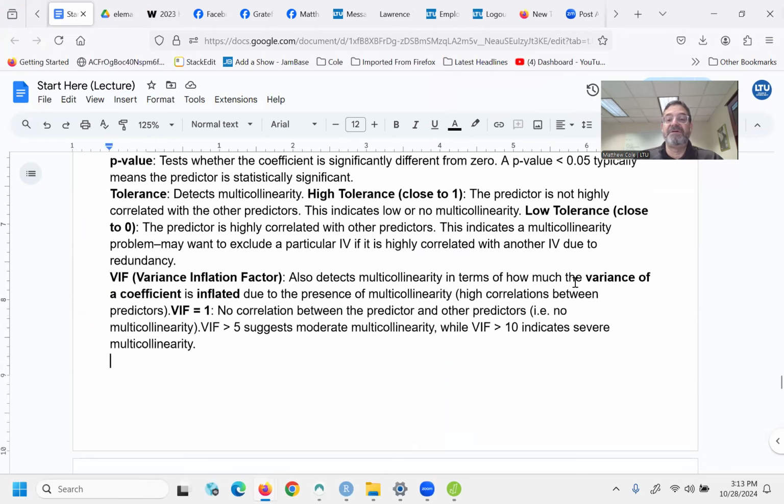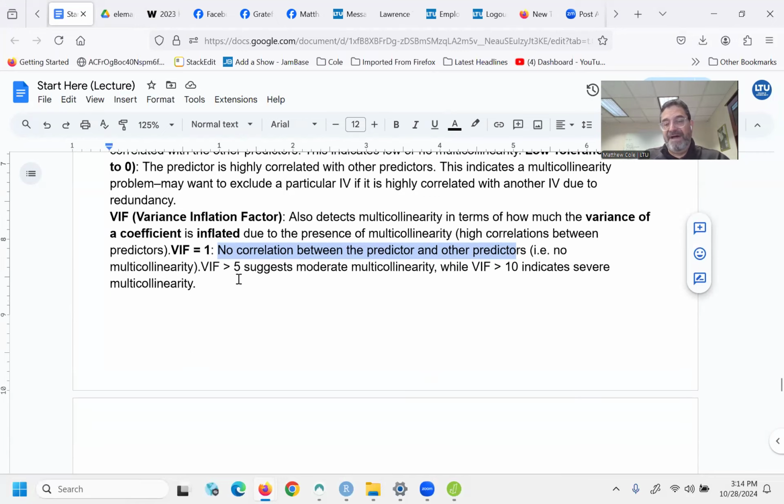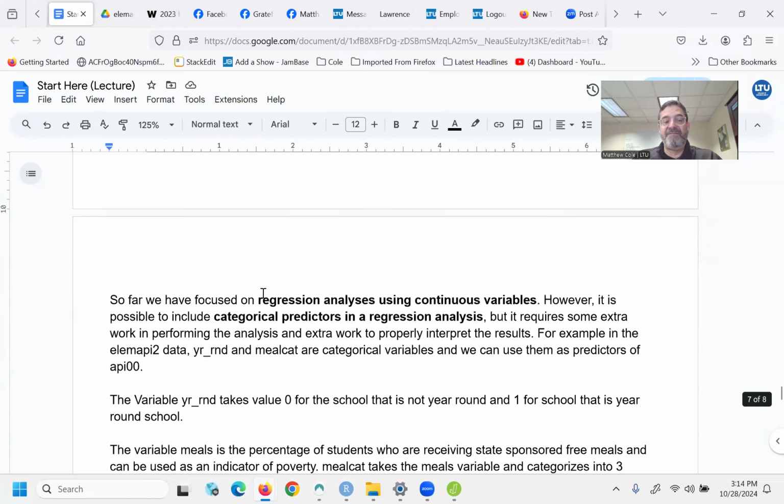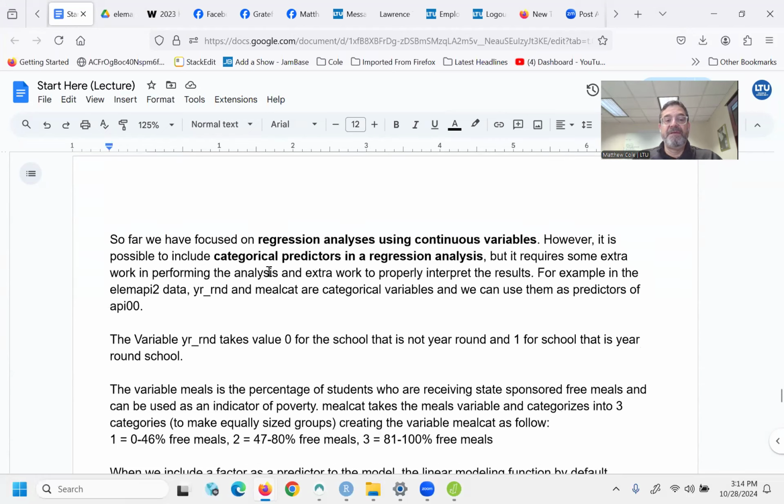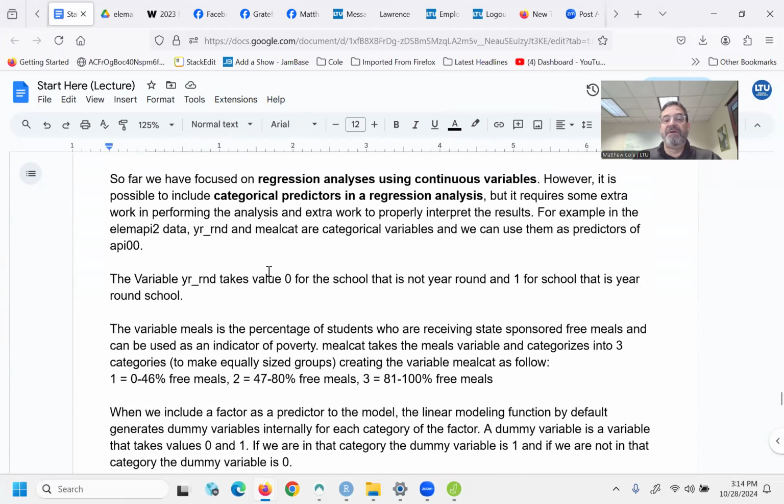But this is how much the variance of a coefficient is inflated due to the presence of other predictors that are highly correlated with each other. So a variance inflation factor of 1 means there is no correlation between the predictor and other predictors. So we have no multicollinearity. And when we look next week, as the VIF gets above 5, we might have a problem.